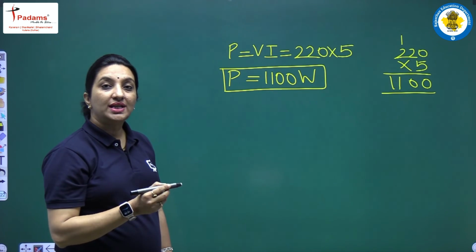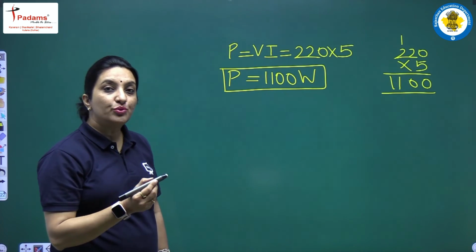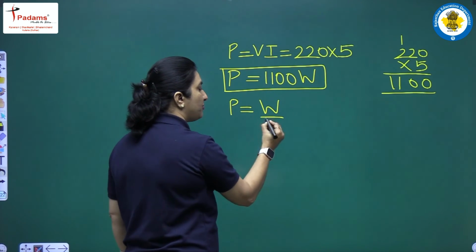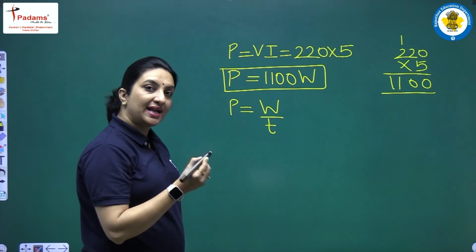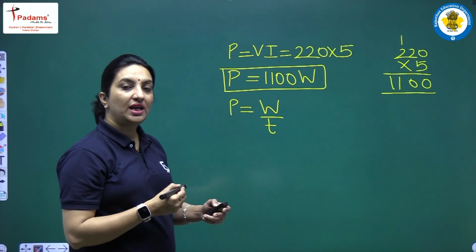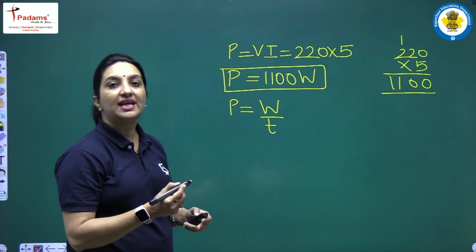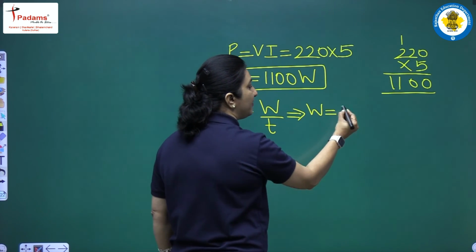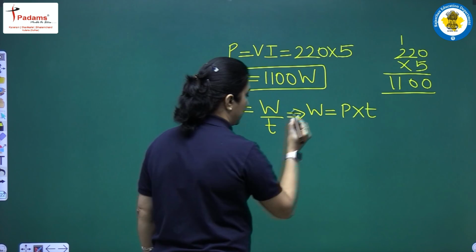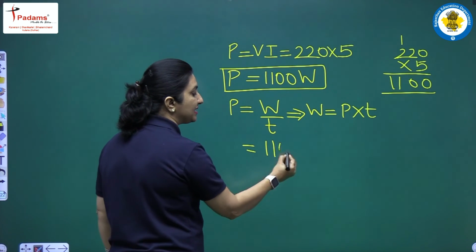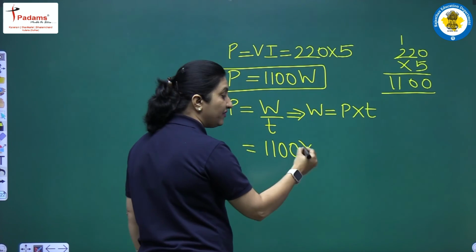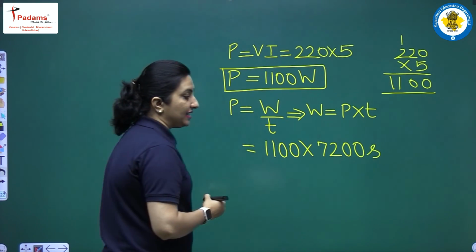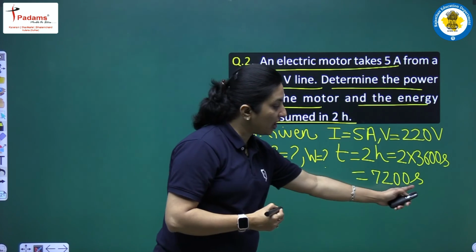Now this is the power. Now what we need to calculate? We need to calculate the energy consumed in 2 hours. Now students, we know that power is given by work done upon time, and this work done is stored as energy. So basically we will have to calculate the work done in order to calculate the energy consumed. So this implies that the work done is given by the power into time. Now the power we have calculated as 1100 watts and the time we calculated as 7200 seconds.